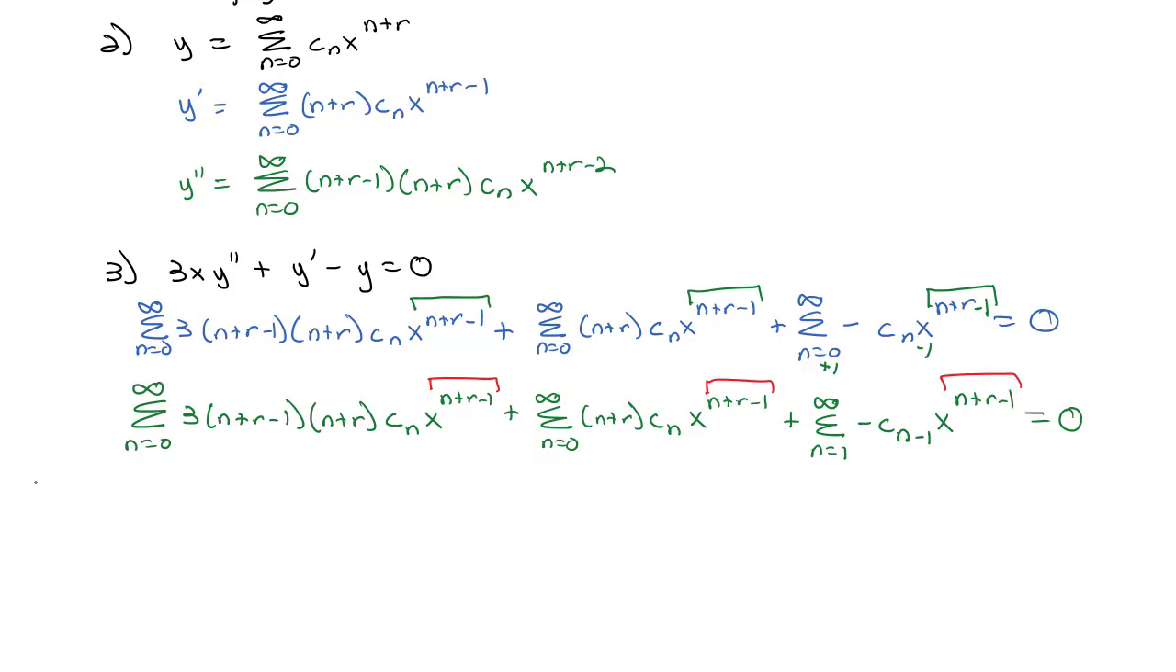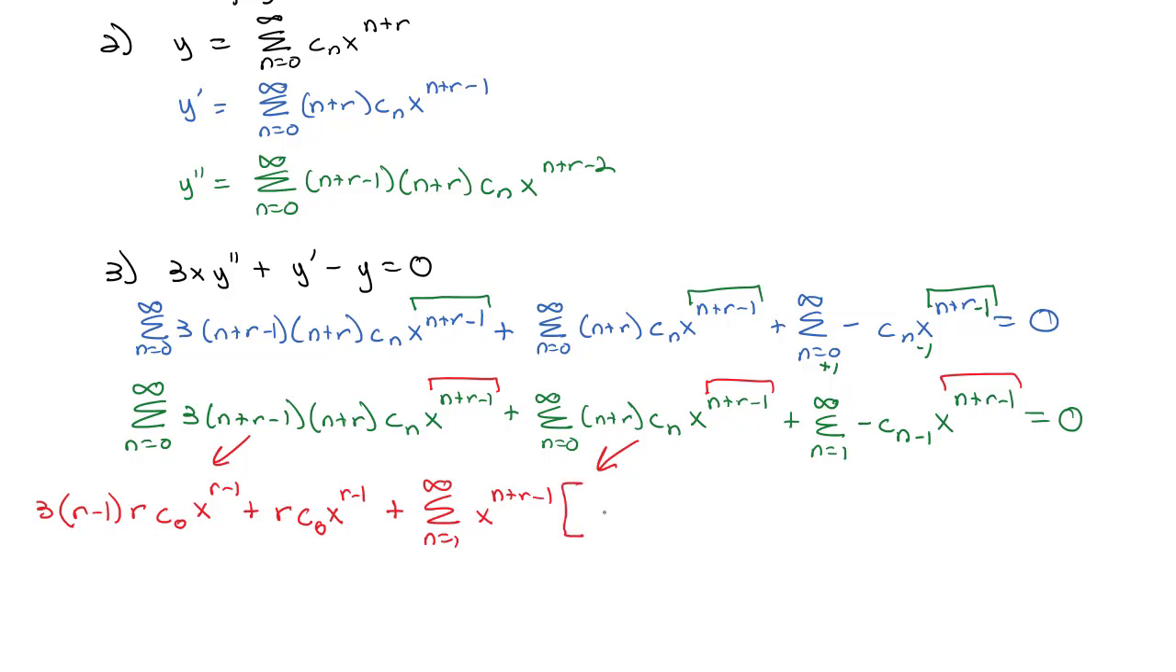When we plug 0 in for n, pulling out the first term from both of those, we get 3 times 0 plus r minus 1 times 0 plus r c sub 0 x to the r minus 1 plus, plugging 0 in, we've got 0 plus r is r, c sub 0 x to the r minus 1 plus, and now we have all these indexes that match going from n equals 1 to infinity. They also all have an x to the n plus r minus 1 because we made that match on the prior step.